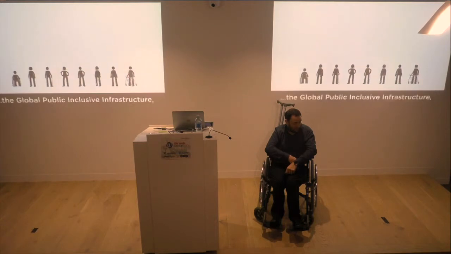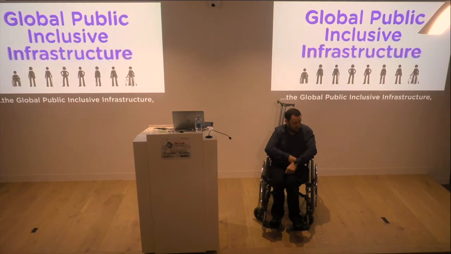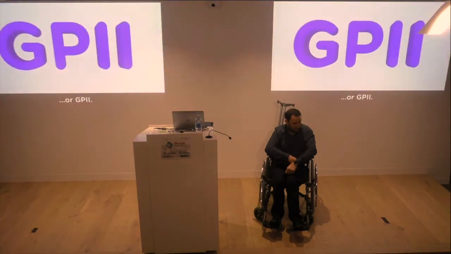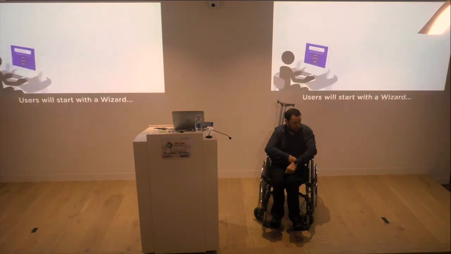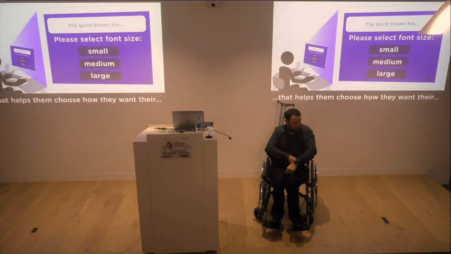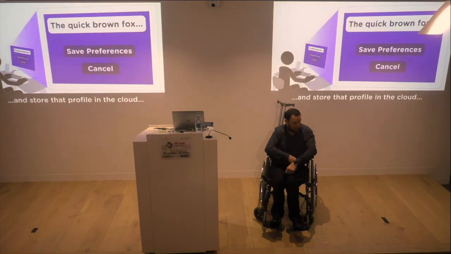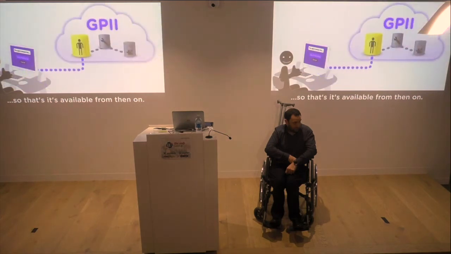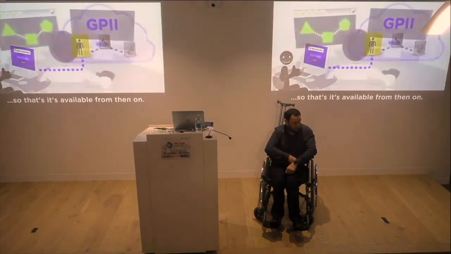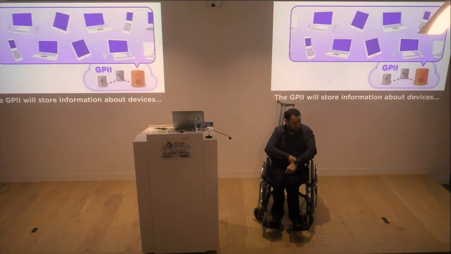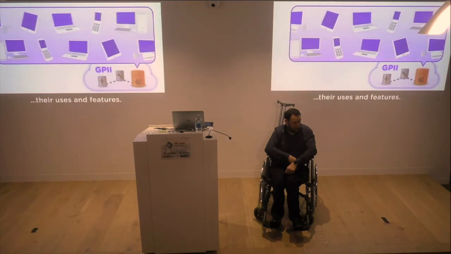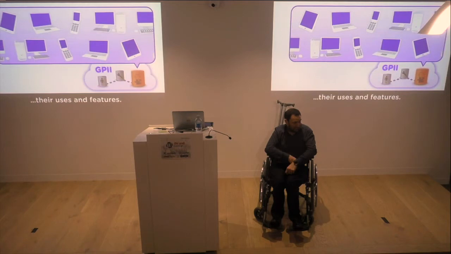We call it the Global Public Inclusive Infrastructure, or GPII. The GPII will use the cloud. Users will start with a wizard that helps them choose how they want their personalized interface to look and work, and store that profile in the cloud so that it's available from then on. The GPII will also store information about devices, their uses and features.